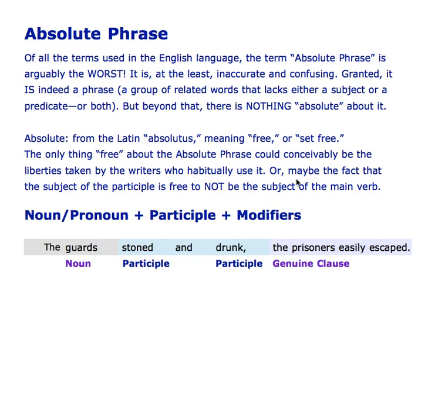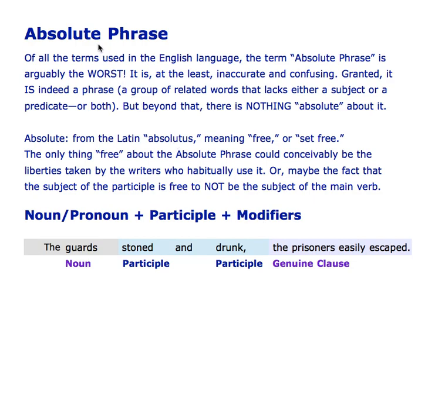The only thing free about the absolute phrase could conceivably be the liberties taken by the writers who habitually use it, or maybe the fact that the subject of the participle is free to not be the subject of the main verb. See, the subject of this participle and this participle, there's two of them, is not the subject of your genuine clause or your independent clause, right? This is what I call it, a genuine clause. That's my new term. So you see here in our sample sentence that you have a noun or a pronoun plus a participle, and sometimes, not always, you'll have modifiers.